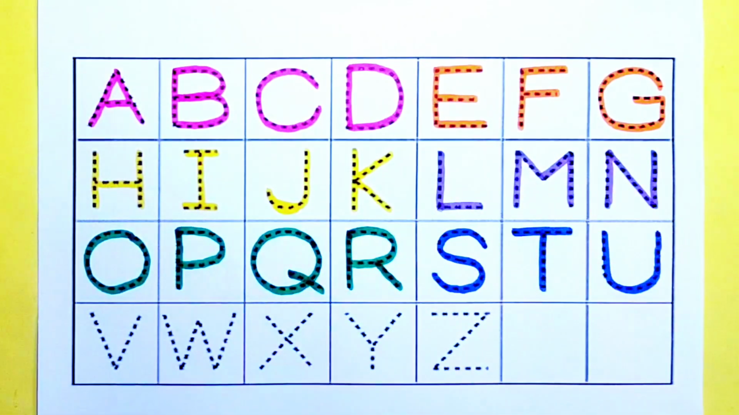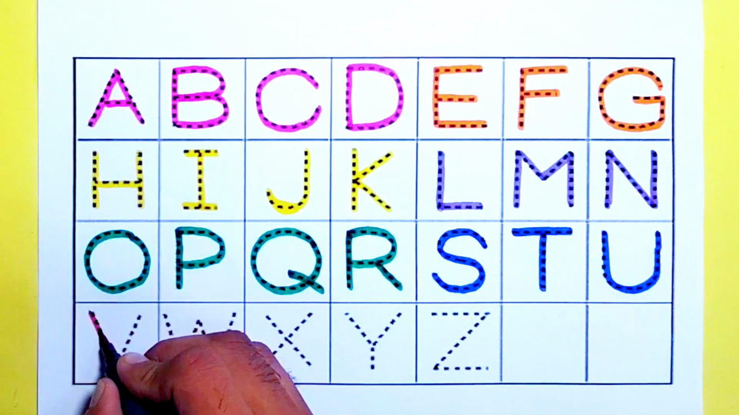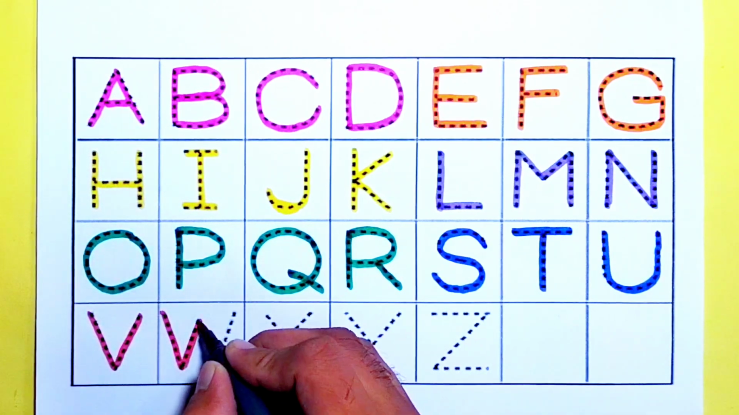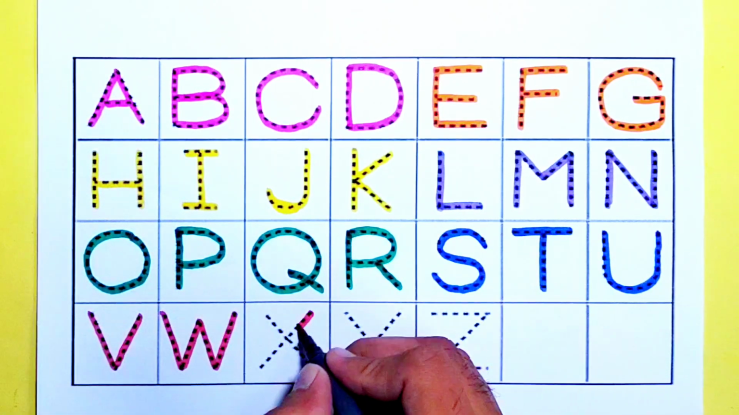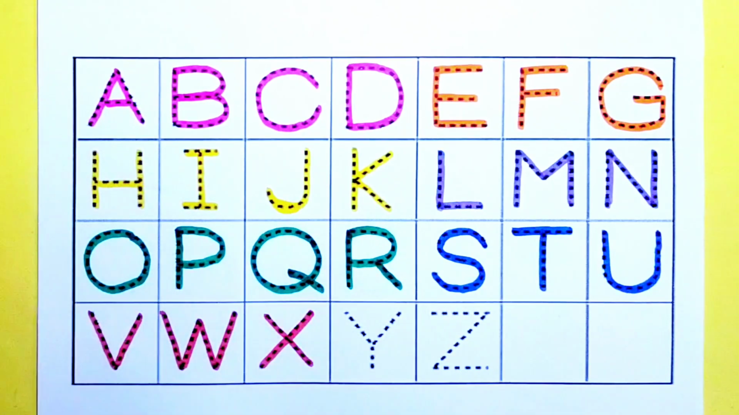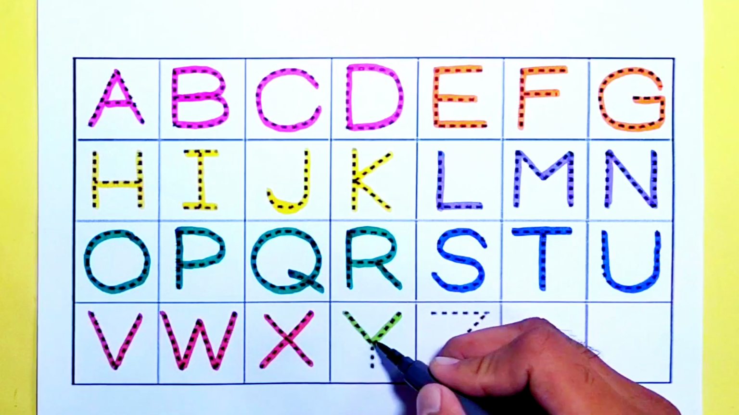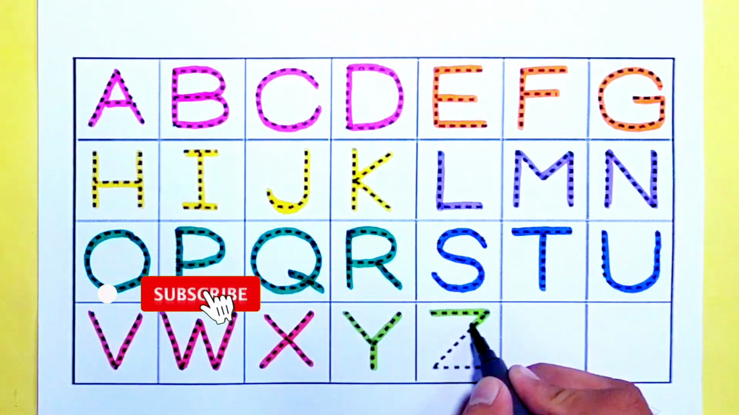Red color. V for violet. W for watch. X for X-ray. Light green color. Y for yellow. Z for zip.